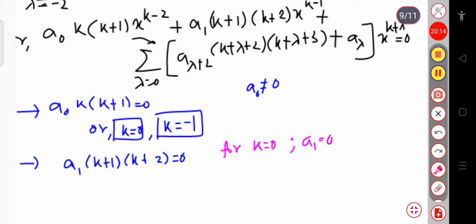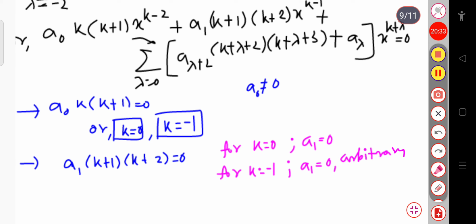And again, for k equal to minus 1, this term already goes to 0. So here you can consider this a1 to be arbitrary. That means it may be 0 or it may be any other value. So it is 0 and also arbitrary.